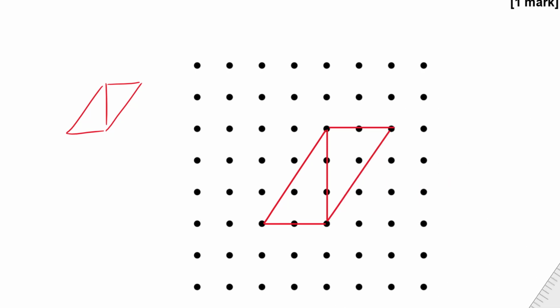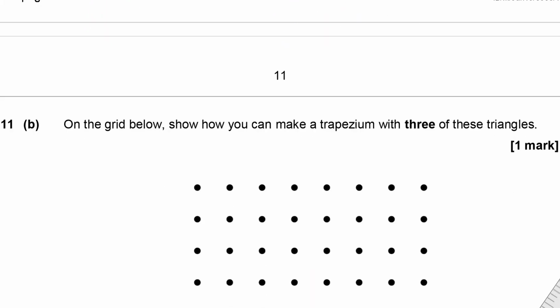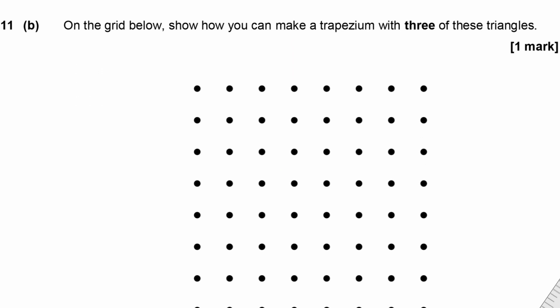Like so. Okay, so there's my 2 triangles formed into a parallelogram. Okay, what's next? On the grid below, show how you can make a trapezium with 3 of these triangles. Okay, so I think what I'm going to do with this one then is push 2 of the triangles together to make a rectangle first, and then if I then add another triangle on the end, look, then that's a trapezium. It's got 2 parallel sides. Yeah, that's what a trapezium is.